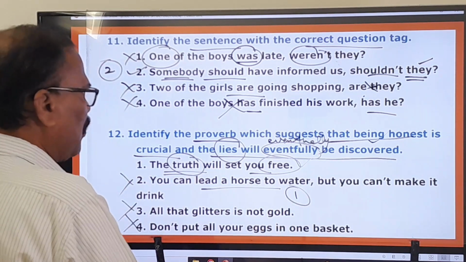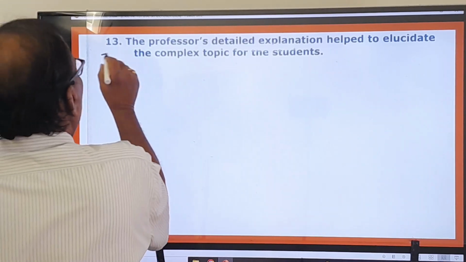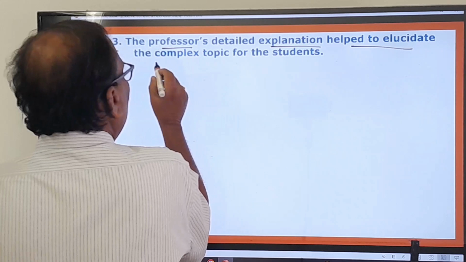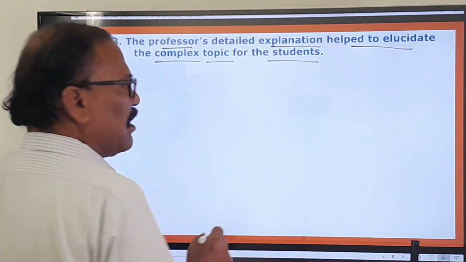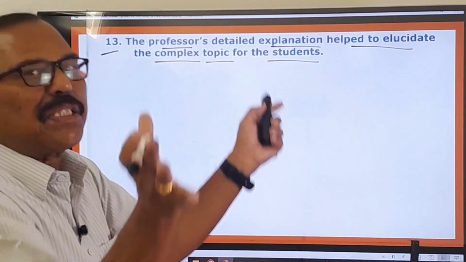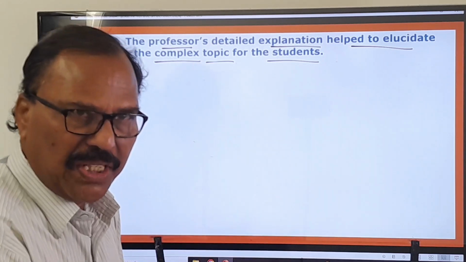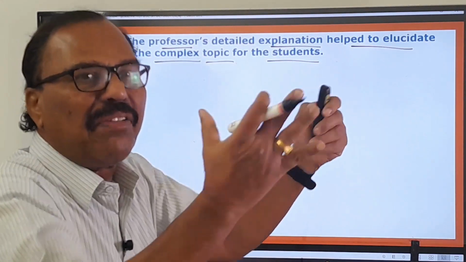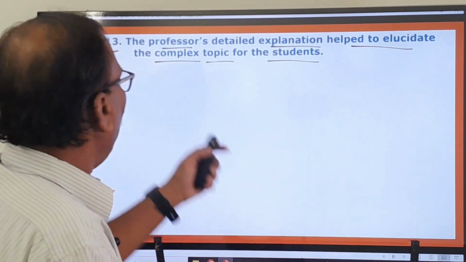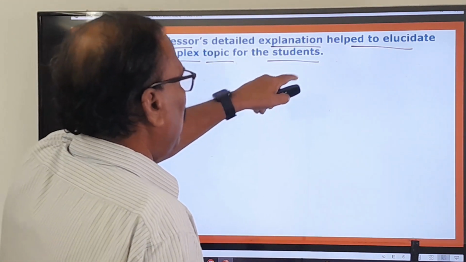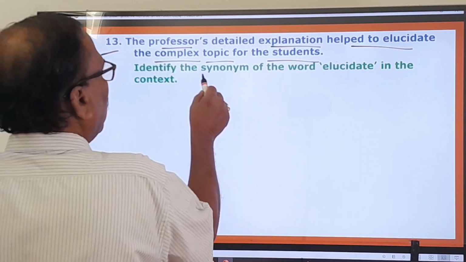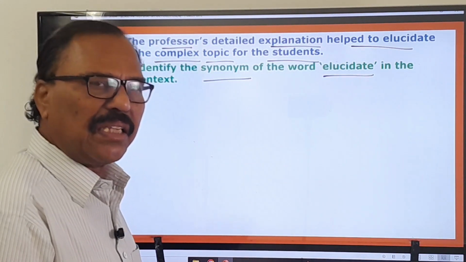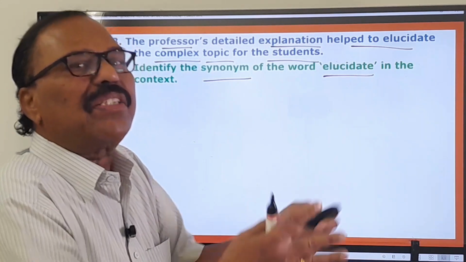And now let's move on to other questions. 13th one, the professor's detailed explanation helped to elucidate the complex topic for the students. Okay, clear explanation, helped to elucidate. Elucidate means clarify, explain the complex topic for the students. Identify the synonym of the word elucidate. Elucidate is nothing but to explain something with examples.